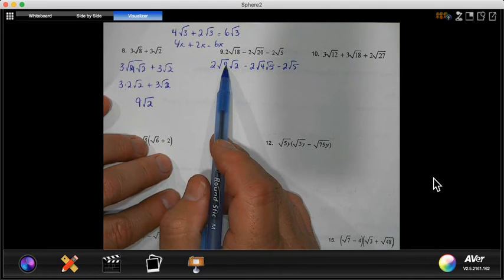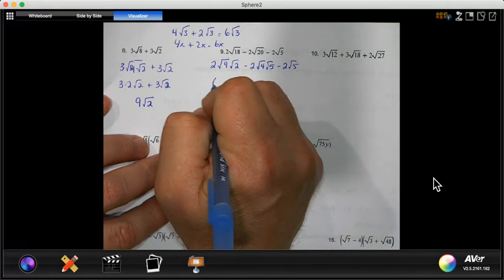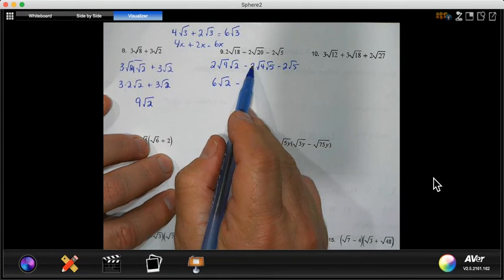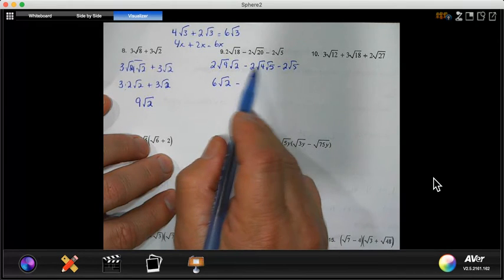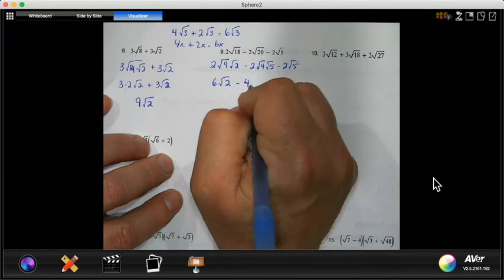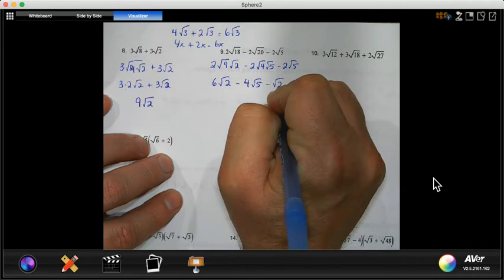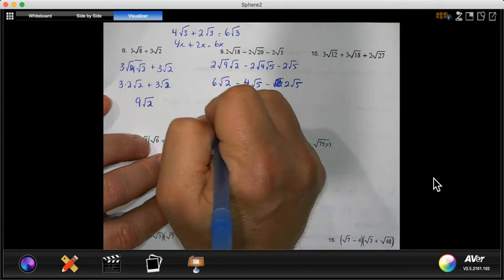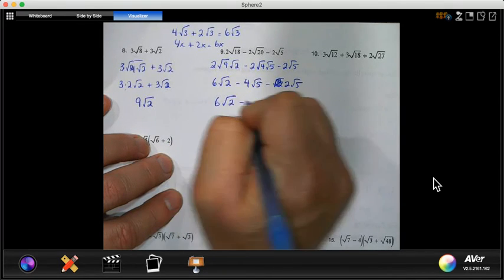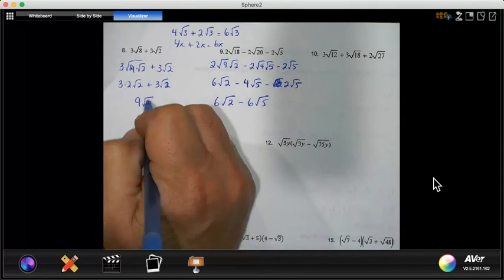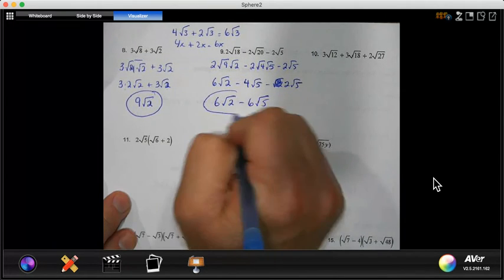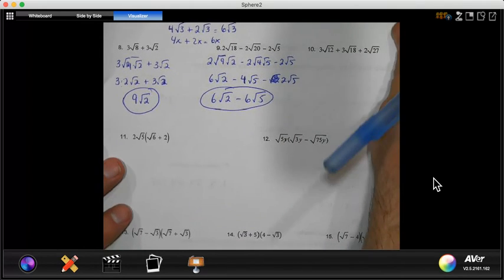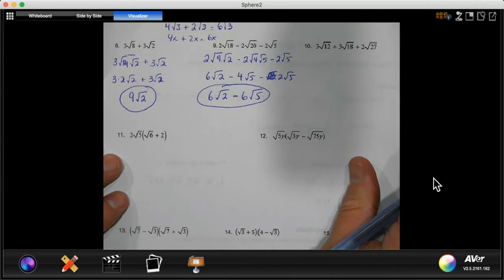Root 9 is 3. 3 times 2 is 6. So this is 6 root 2. And then root 4 is 2. 2 times 2 is 4. So that's 4 root 5. So minus 4 root 5 minus 2 root 5. And I can only combine the root 5s. So my answer is 6 root 2 minus 6 root 5. So it's very similar to combining like terms with letters. You just got some mental math to do with your square roots. Okay?